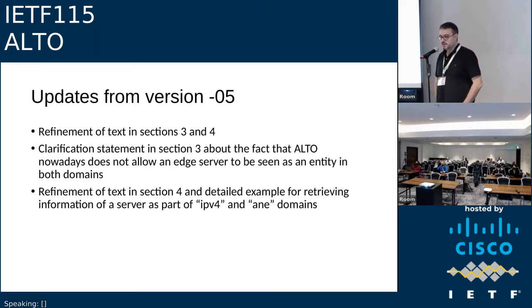We have added some clarification statements in section 3 about the fact that ALTO currently does not allow an edge server, or an entity, to be represented as an entity in both domains. So we are talking about the compute domain and the network domain. We identified that point. And we have also elaborated the text in section 4, and provided detailed examples for retrieving information when these kinds of servers or compute facilities are part of IPv4 and ANA domains. So next, please.